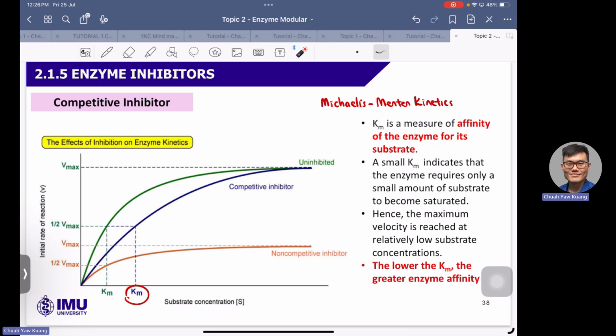Get it? All right. So that's why a higher Km means that the chances for the enzyme to bind to the substrate is lower. So that's why the affinity is lower as well.